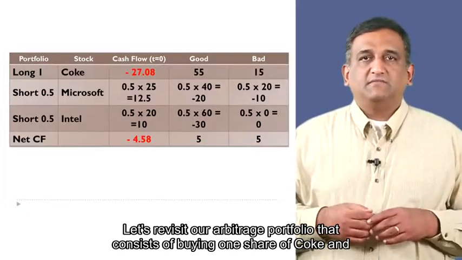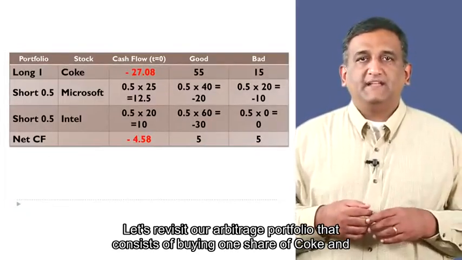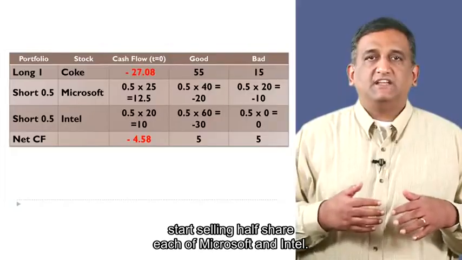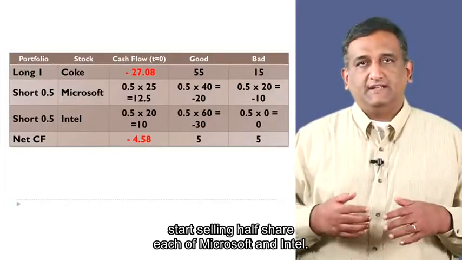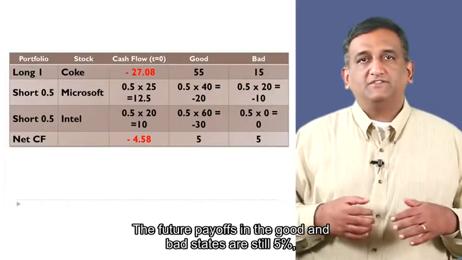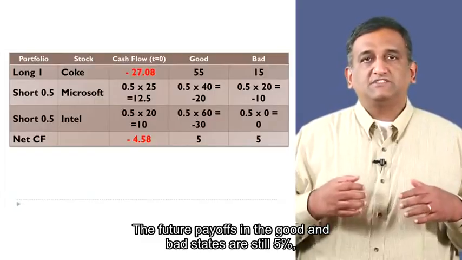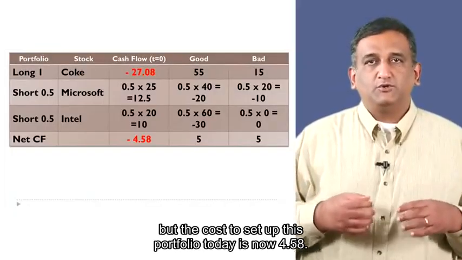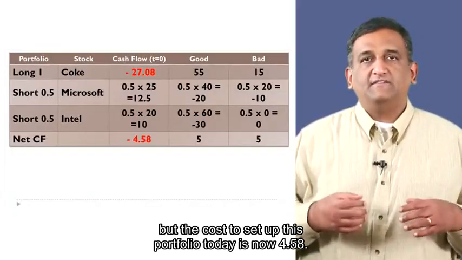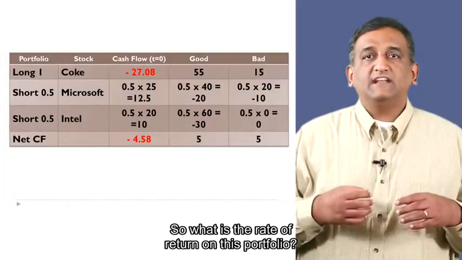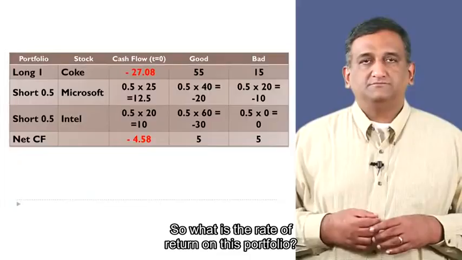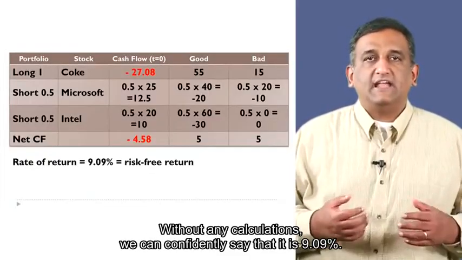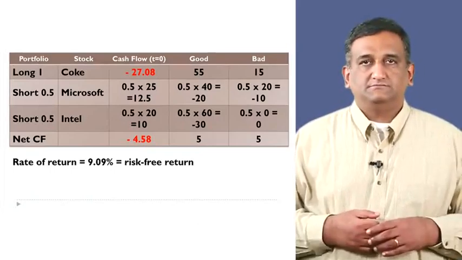Let's revisit our arbitrage portfolio that consists of buying one share of Coke and short selling half a share each of Microsoft and Intel. The future payoffs in the good and bad states are still 5, but the cost to set up this portfolio today is now 4.58. So what is the rate of return on this portfolio? Without any calculations, we can confidently say that it is 9.09%.